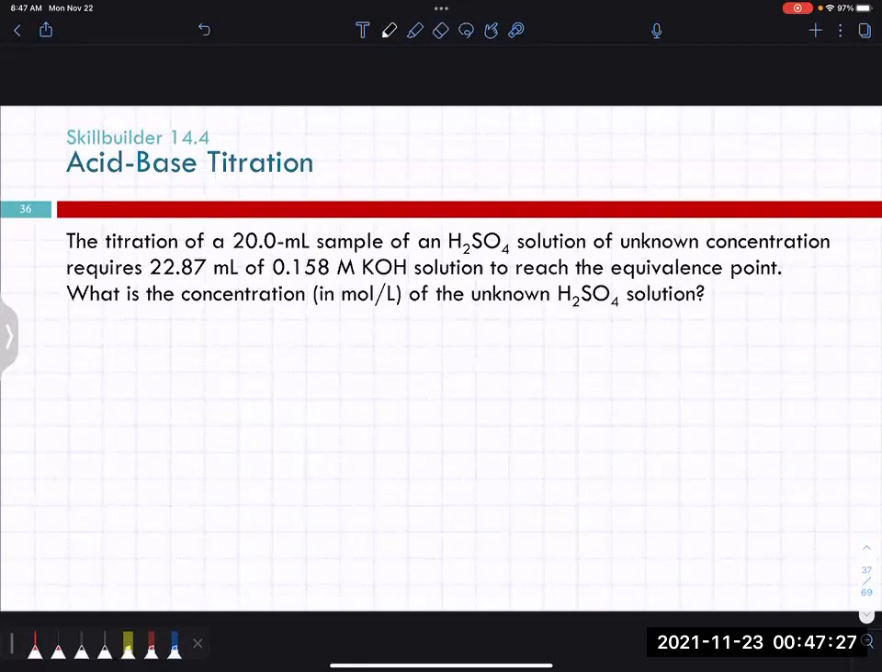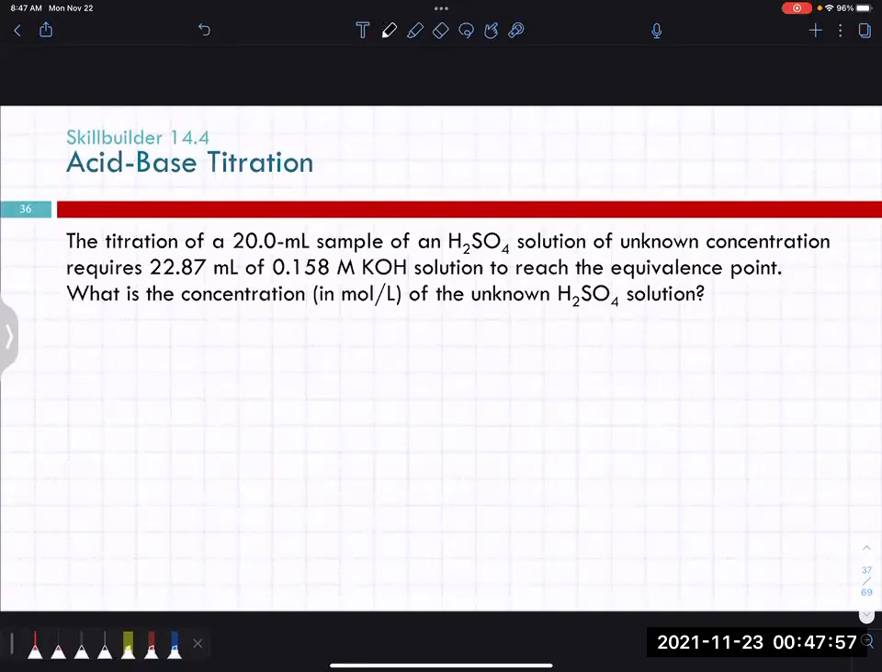So we have a titration of a 20 milliliter sample of sulfuric acid. A sulfuric acid solution of unknown concentration requires 22.87 milliliters of 0.158 molar potassium hydroxide solution to reach the equivalence point. What is the concentration in moles per liter of the unknown sulfuric acid solution?